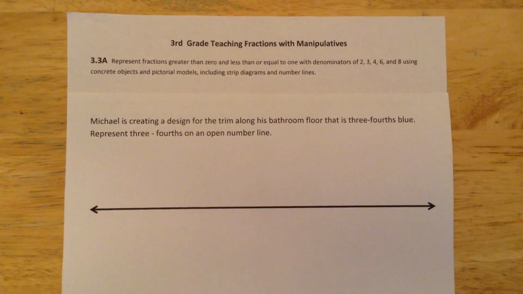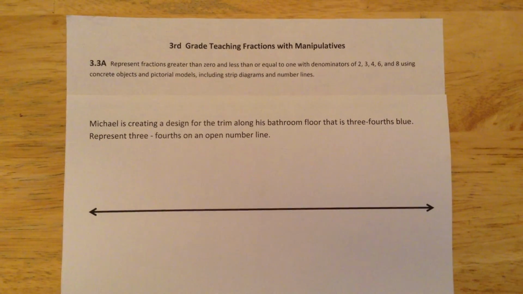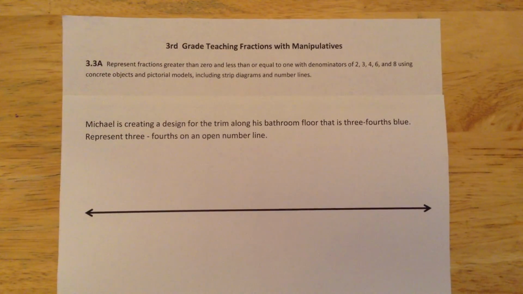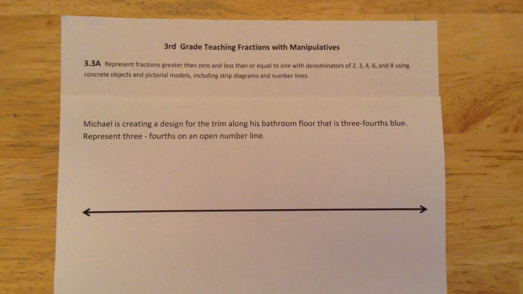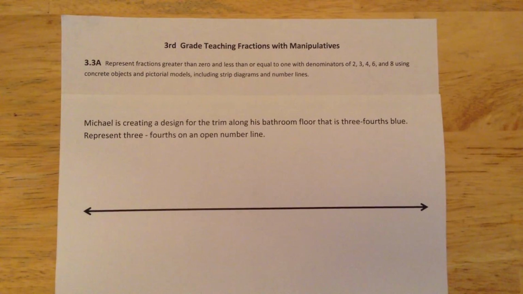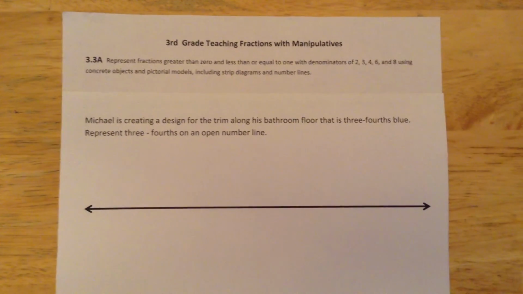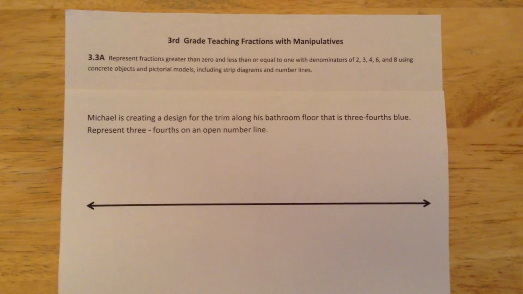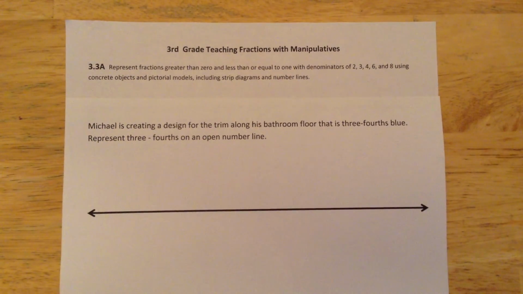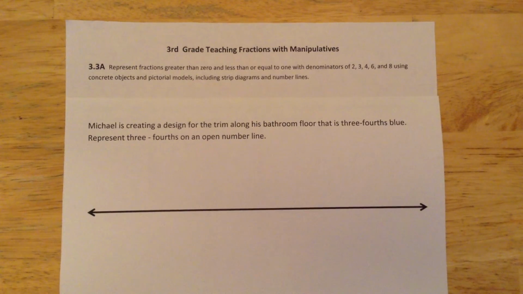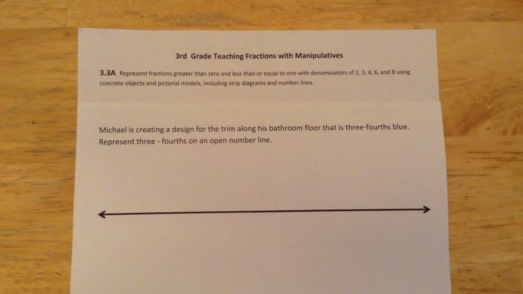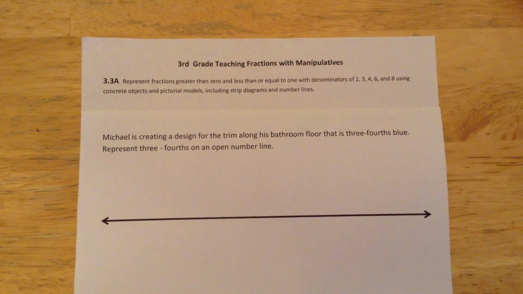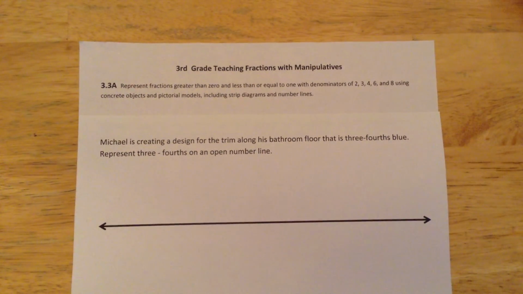Michael is creating a design for the trim along his bathroom floor that is 3/4 blue. Represent 3/4 on an open number line. We have a student, Christian, here who will be representing 3/4 of the trim in blue. Christian, our fractions, according to our standard, have to be greater than 0 and less than or equal to 1.